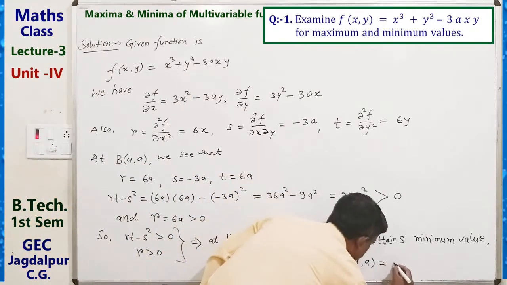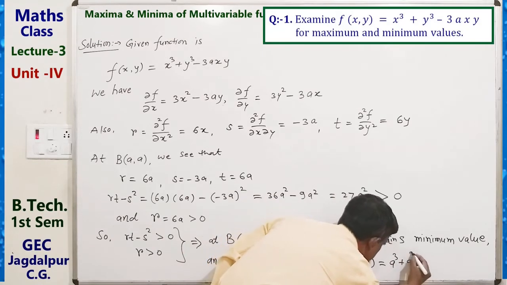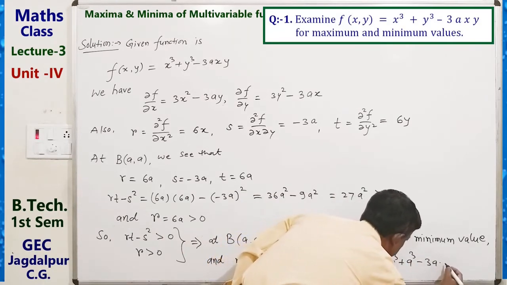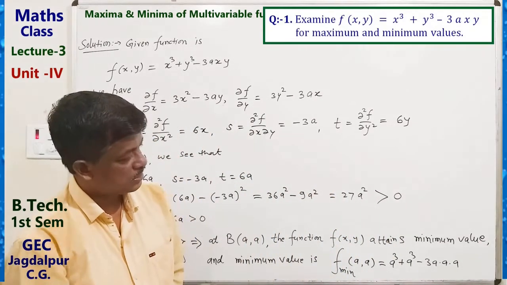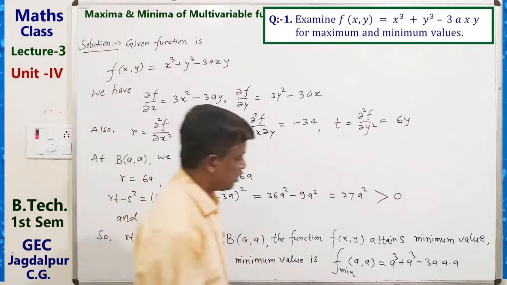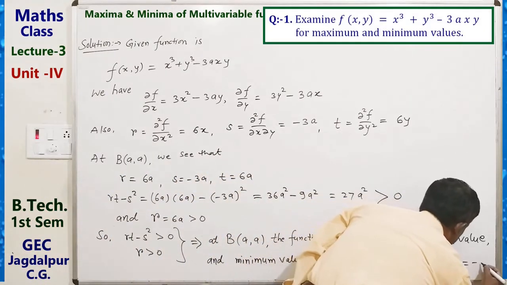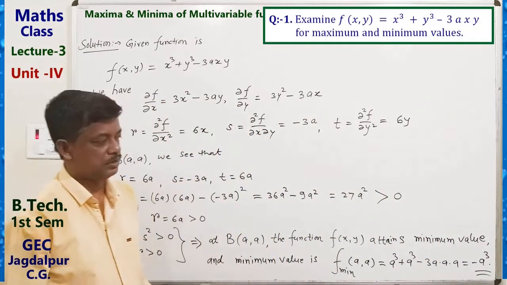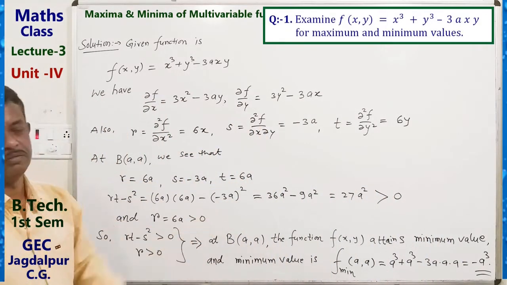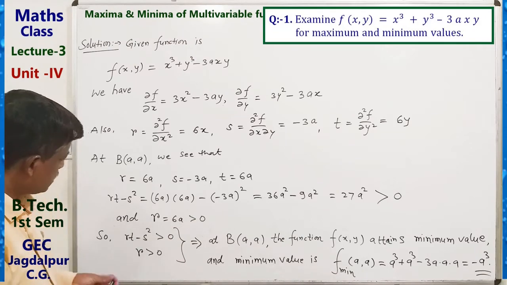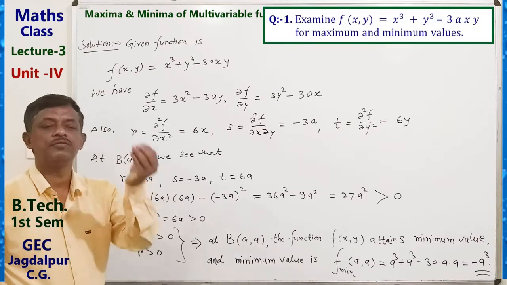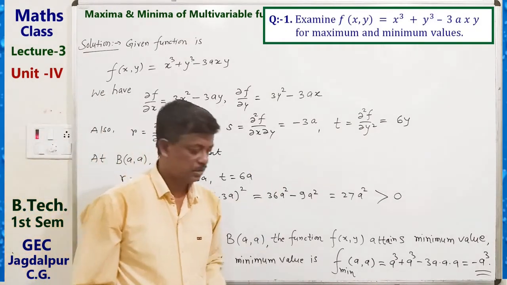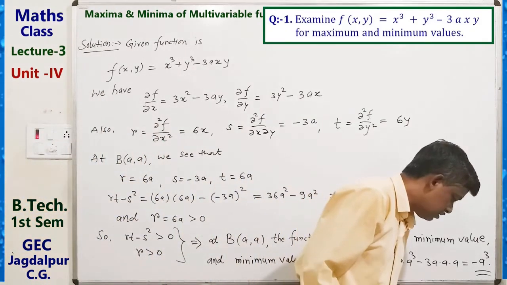So a cubed plus a cubed minus 3a into a. That is what? Minus 3a cubed plus 2a cubed equals minus a cubed. So this is the answer, minus a cubed. Minus a cubed is the minimum value of the function. You can say if this condition is satisfied, this is a point of minimum for the function. So at this point, minimum.